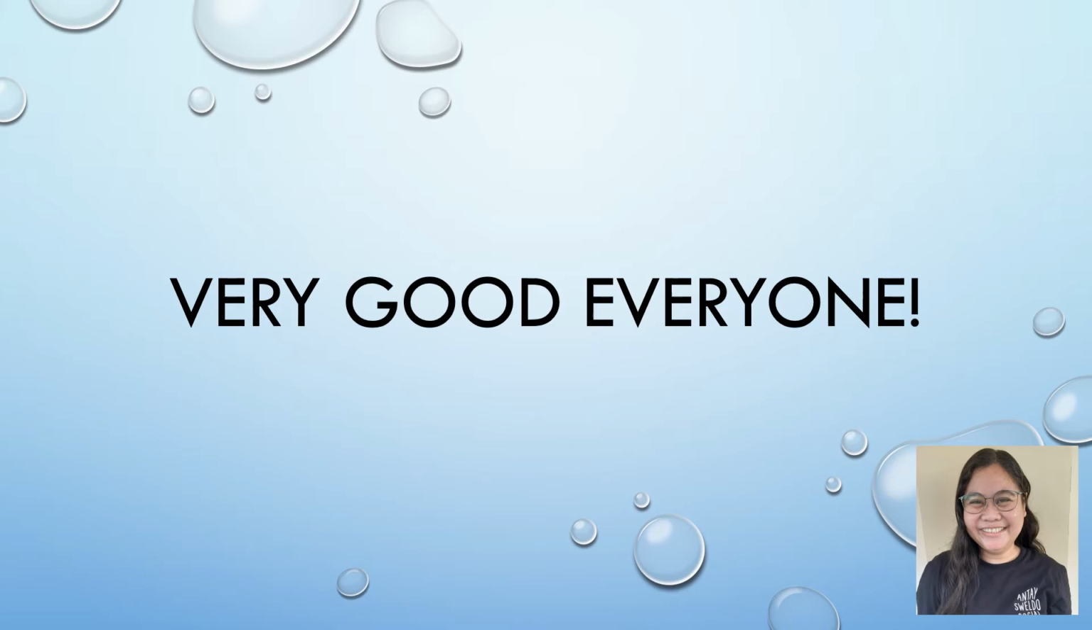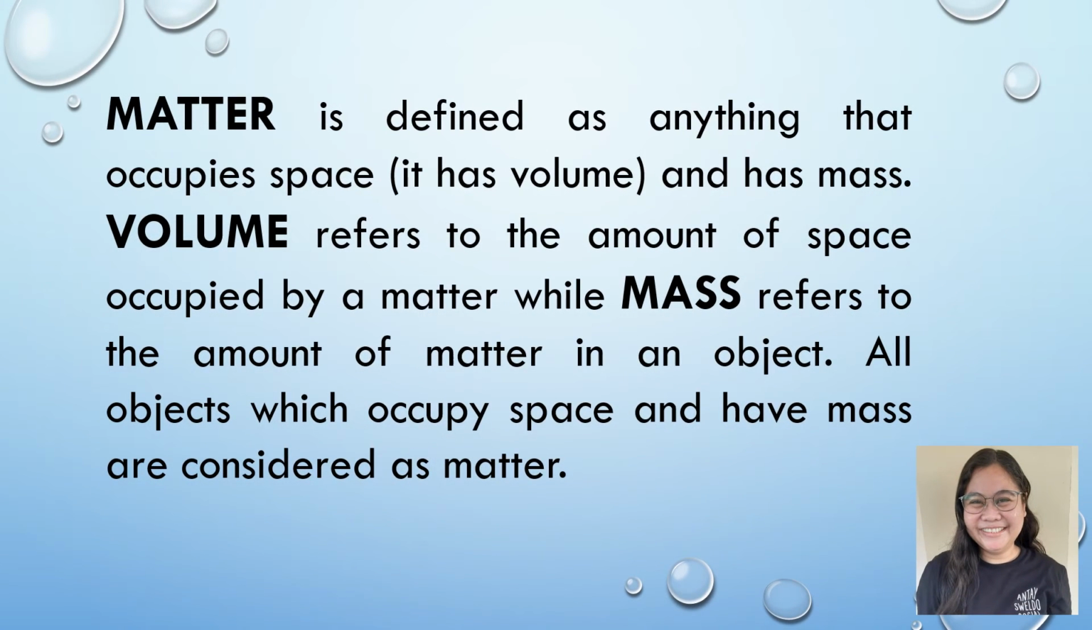In order for us to understand the three states of matter, let us define first some important words. Matter is defined as anything that occupies space, it has volume and has mass. Matter is all around us, from the air we breathe, the food we eat, the clothes we wear, the sceneries we see, and the things we use every day.